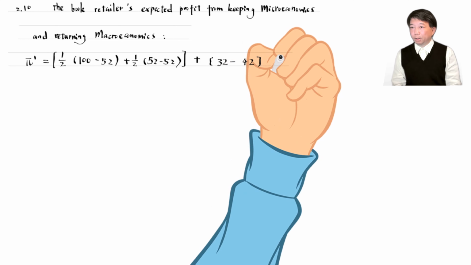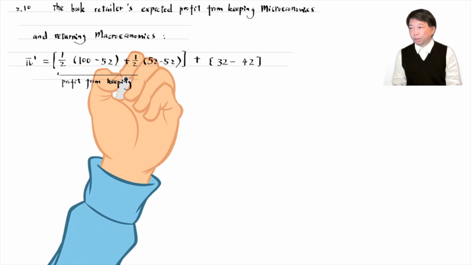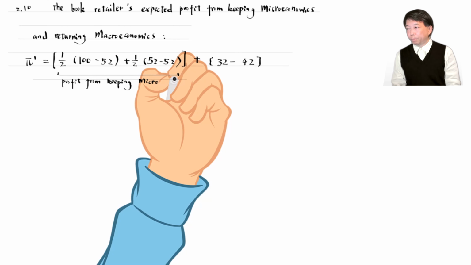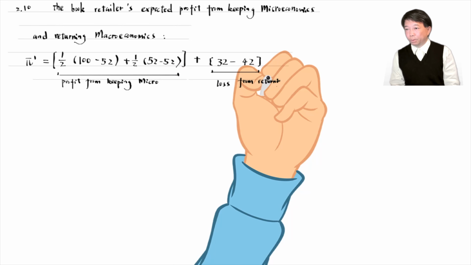The first part is the expected profit from keeping microeconomics, which is the average of the two possible outcomes. The retailer's revenue from selling microeconomics is 100. The cost is 52 if the book is sold. His profit is 0 in the other outcome. The second part is the loss from returning macroeconomics.